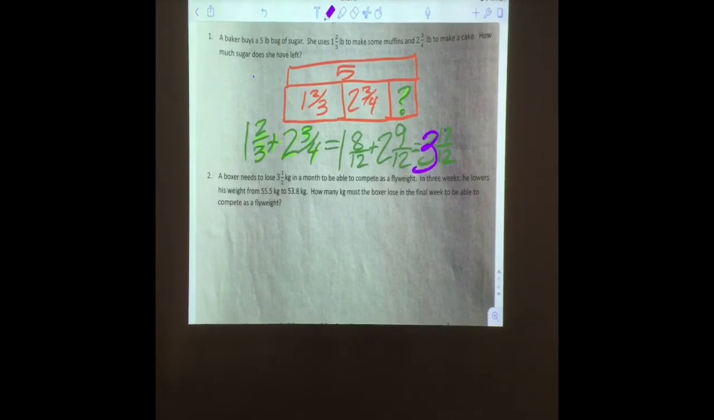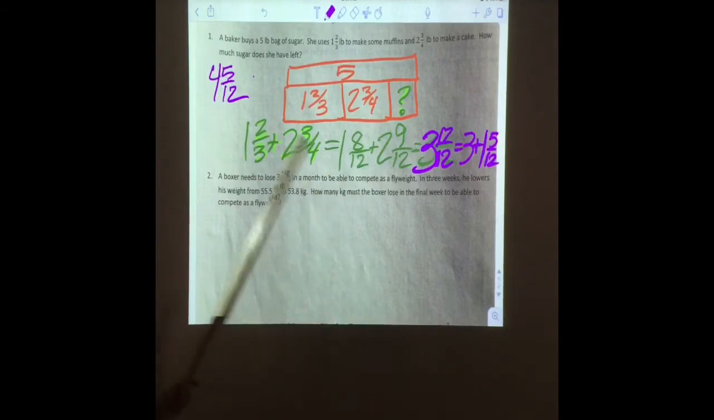Question, 3 and 17 twelfths. Well, how many 12s are in 17? 1. How many is left over? 12. 13, 14, 15, 16, 17. Now that's 5 twelfths. Together have 4 and 5 twelfths.